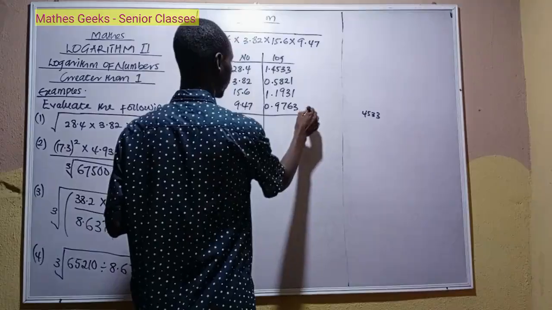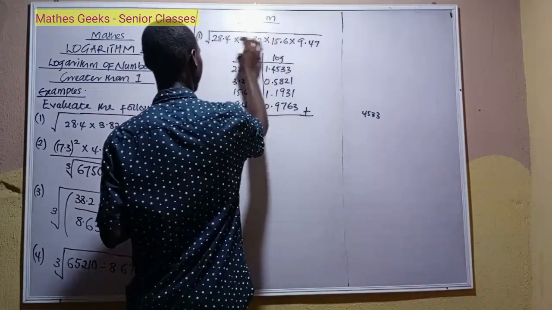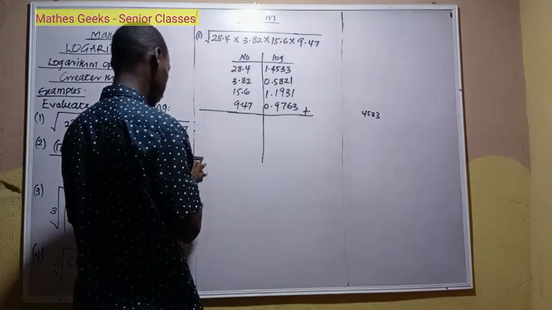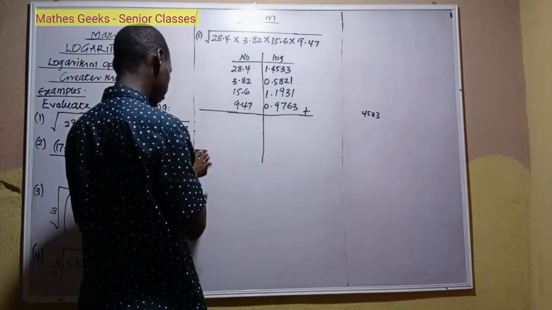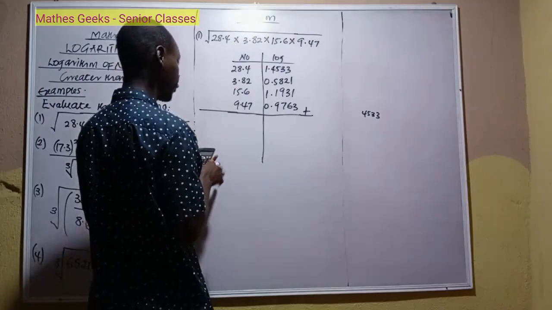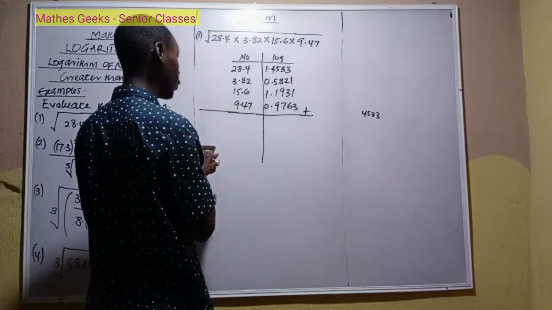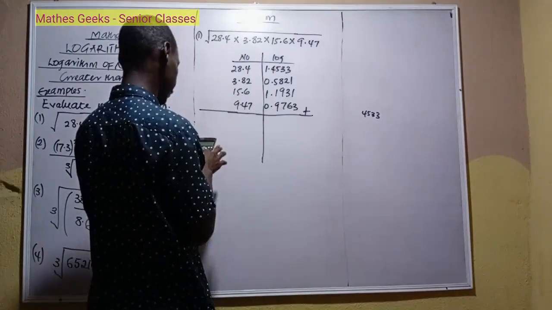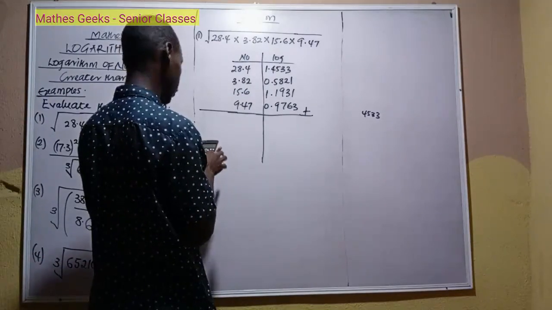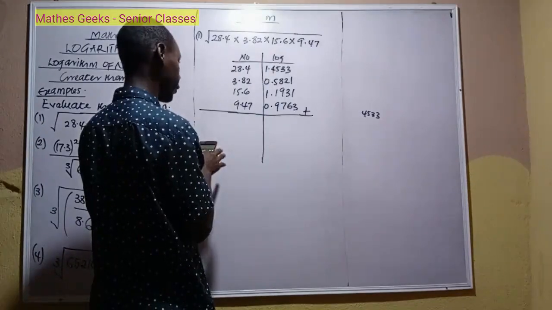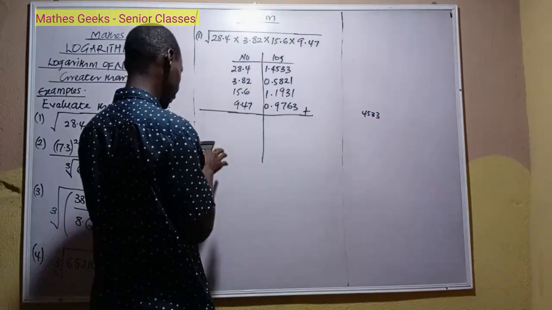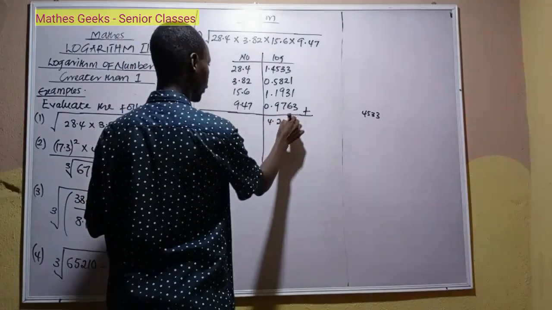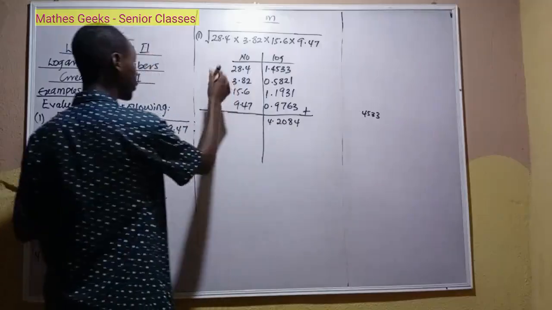Let's add up. We're adding because we have multiplication. So let's add up everything here. That will give us 1.4533 plus 0.5821 plus 1.1931 plus 0.9763, which is 4.2084.